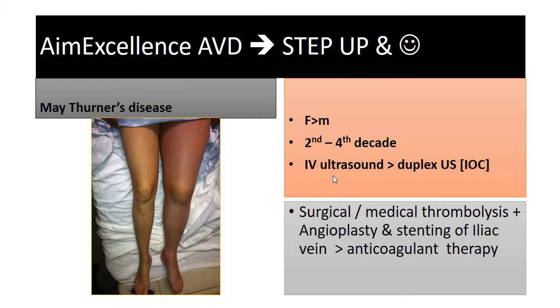decade. Here we have to go for the IV ultrasound, which can confirmably detect this condition, and it is preferred over duplex ultrasound as an investigation of choice. And in this condition, as these femoropopliteal veins are involved, we have to go for surgical or medical thrombolysis instead of anticoagulant therapy. And after doing that, we have to go for angioplasty and stenting of the iliac vein. So it is preferred over anticoagulant therapies.